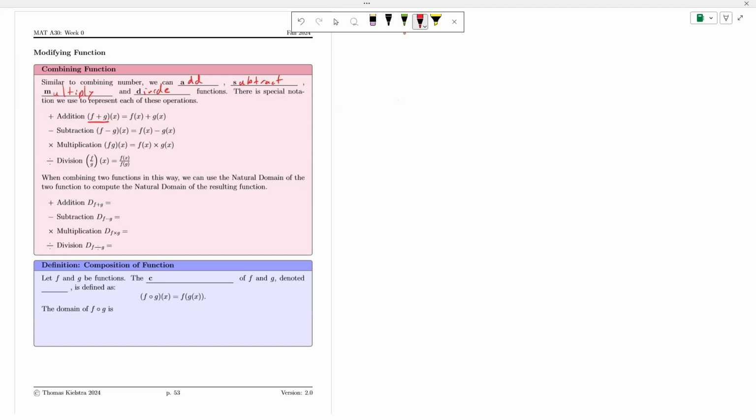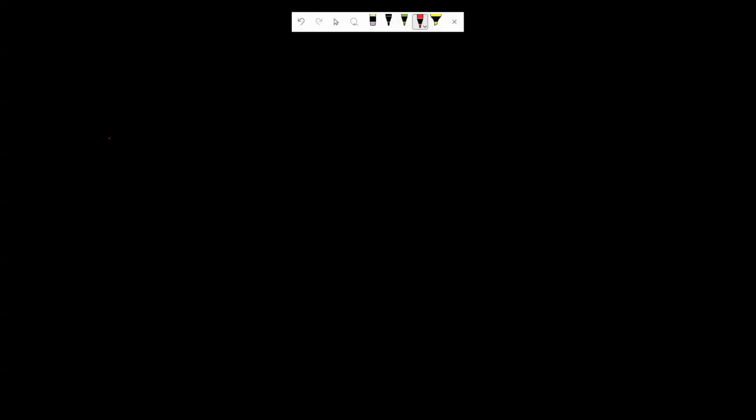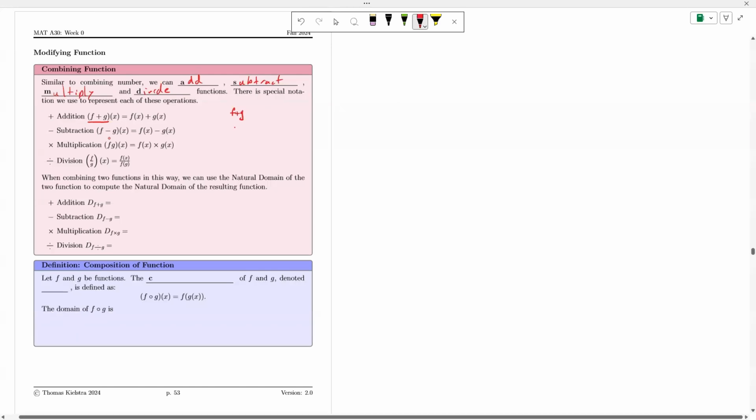f plus g of x is f of x plus g of x. So if we're talking about the function itself, we say the function f plus g. And this is its own function. And now we can create a function by subtracting two functions. And this subtraction is f minus g. We can multiply f and g, and we talk about the function fg, and we can divide our functions, and f over g is the function f of x divided by g of x.